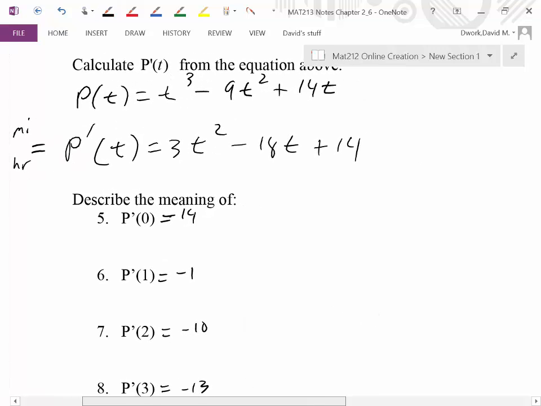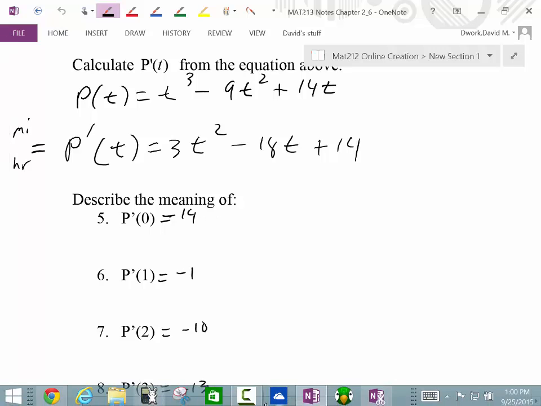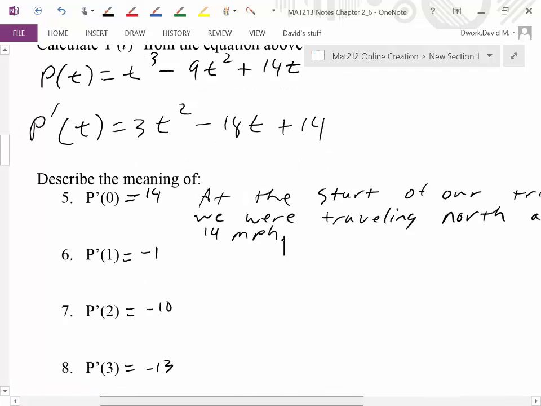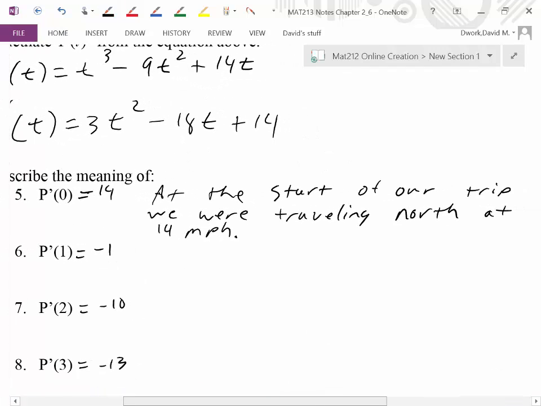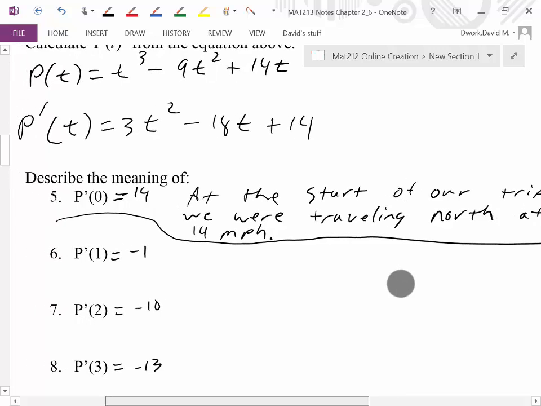Great. So now what I want you to think about is, at 0, we have a miles per hour of 14. So what does that mean? Well, it means we were traveling in the north direction at 14 miles per hour. Let me write that out. So what I said is at the start of our trip, we were traveling north at 14 miles per hour. Now don't confuse that with the concept of average rate of change. We didn't say we were traveling 14 miles per hour for an hour. This is an instantaneous rate of change. Just right when we were peeling out of our driveway, we were going 14 miles an hour.